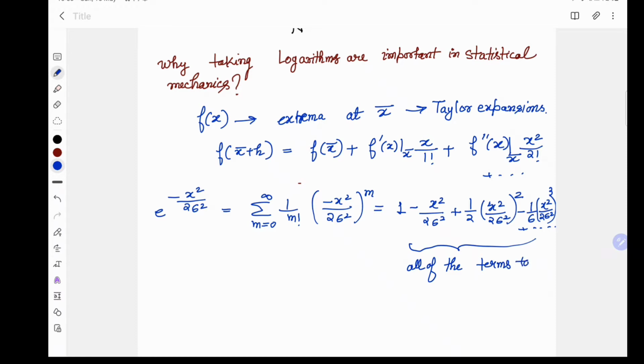So if one wants to go back to the Gaussian, one has to take all of the terms, or one has to keep all the terms to get back to the Gaussian.